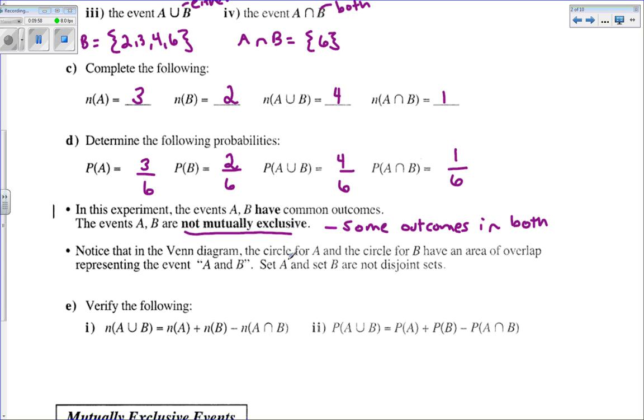Okay? And when you have that overlap, when you've got an area of overlap in your Venn diagram, which represents A and B, then that means set A and set B are not disjoint sets, and you have to account for the probabilities a little differently.